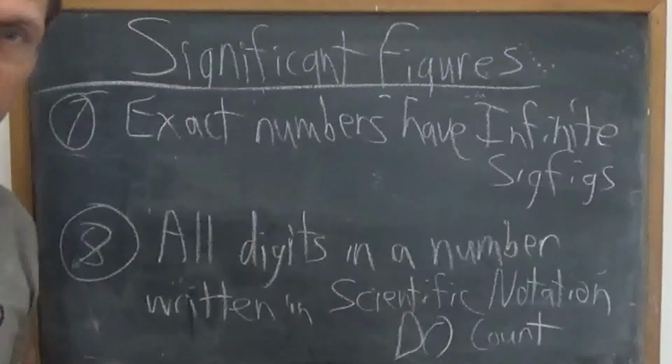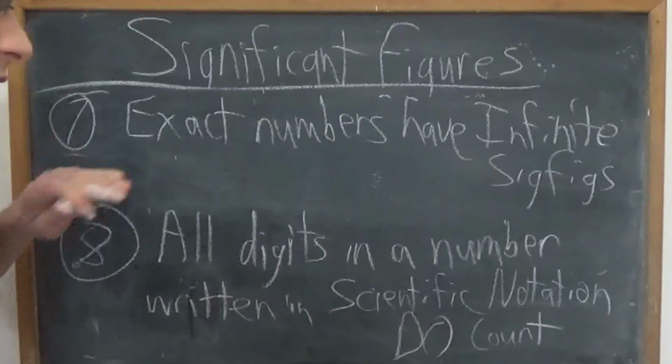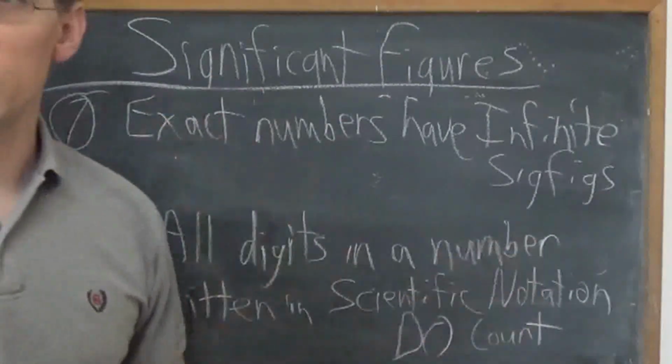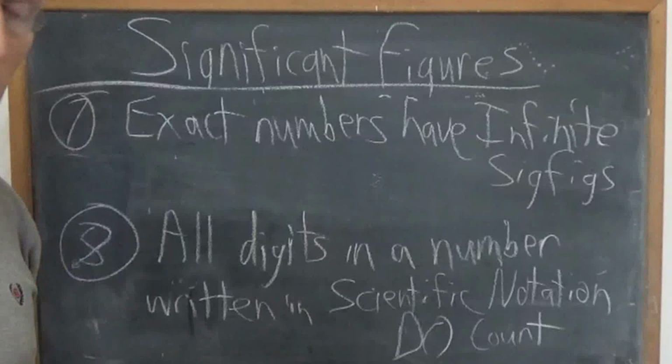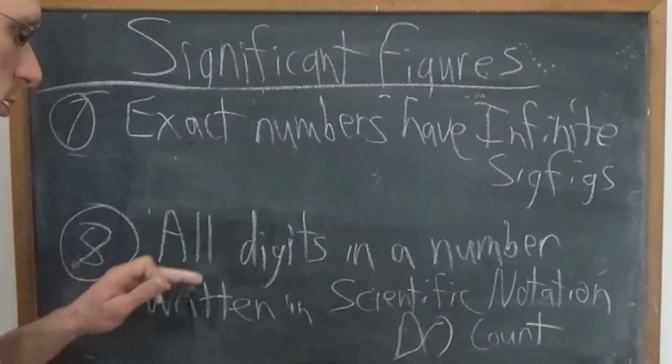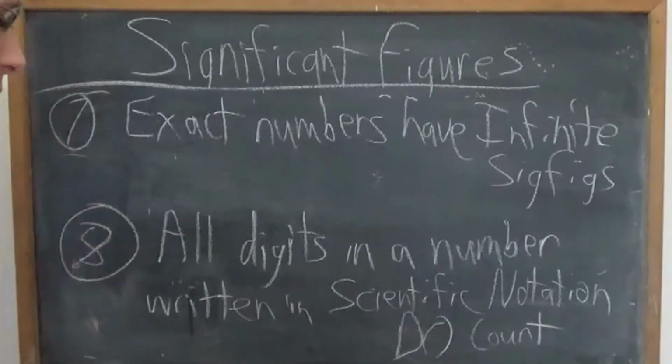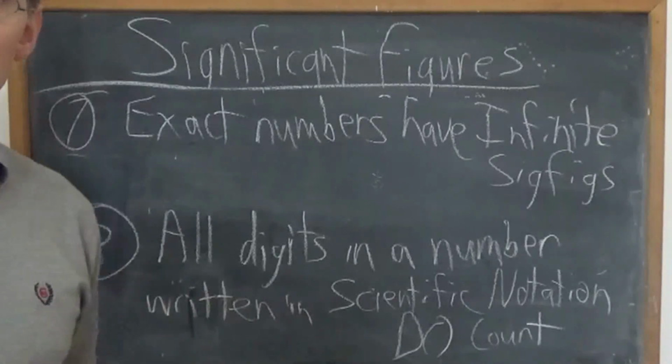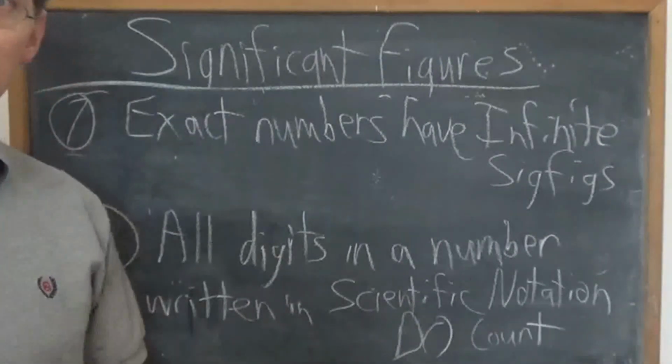So the last 2 rules written out here, we have the exact numbers have infinite number of significant figures. And number 8, all digits in a number written in scientific notation do count towards significant figures.